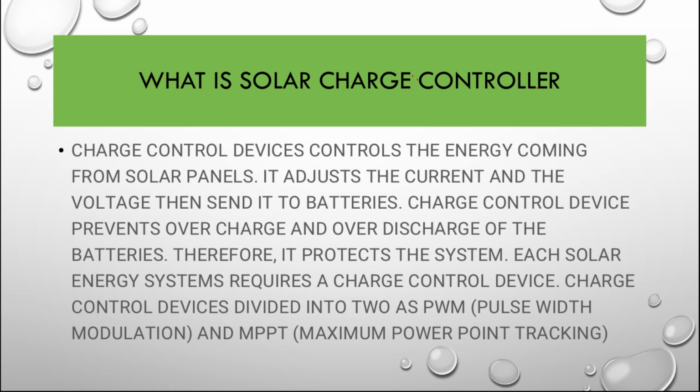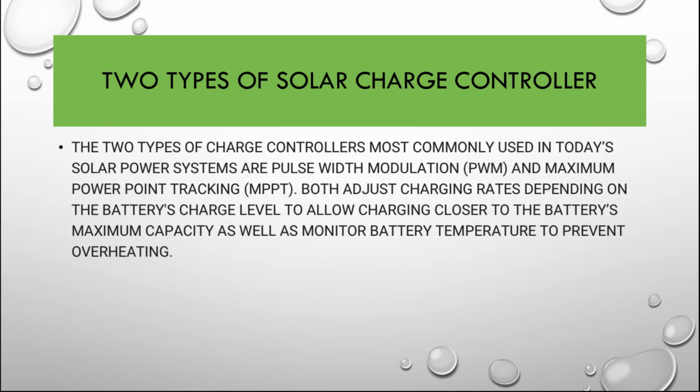Charge control devices are divided into two types: PWM and MPPT. Two types of solar charge controller. The two types of charge controllers most commonly used in today's solar power systems are pulse width modulation and maximum power point tracking. Both adjust charging rates depending on the battery's charge level to allow charging closer to the battery's maximum capacity, as well as monitor battery temperature to prevent overheating.